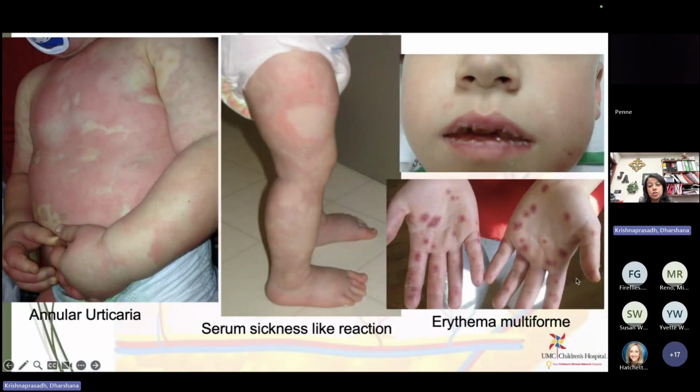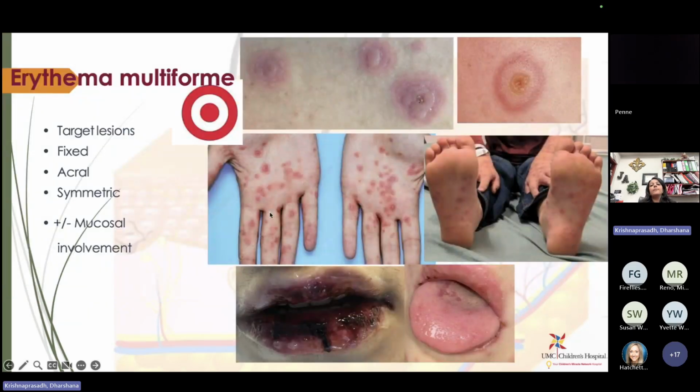Again, pictures to differentiate the three. Annular urticaria is more hive-like, and they don't have a discrete appearance. Serum sickness-like reaction is similar to your urticarial skin reaction, but they do have swelling of joints and feet. And then erythema multiforme has more of this target appearance where you have hyperpigmented spots right in the middle. You can have mucosal involvement as well. Erythema multiforme, like I said, has that classic target-like appearance. They're fixed, they can be more symmetrical, and there'll be lesions in the mucosal region.